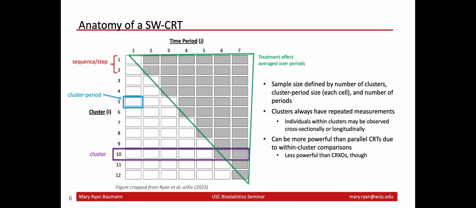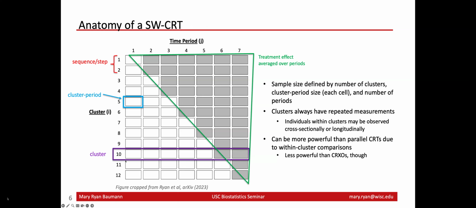So the anatomy of a step-wedge trial is that we are still going to have individual clusters that we are going to observe longitudinally over the course of the entire study. And we call each of these measurement occasions for a cluster a period. So measuring clusters over multiple cluster periods. We can have individuals within each of those cluster periods, and individuals may be unique to each cluster period. So we're refreshing the population pool at each time period, or we might have longitudinal observations of individuals across multiple periods as well.